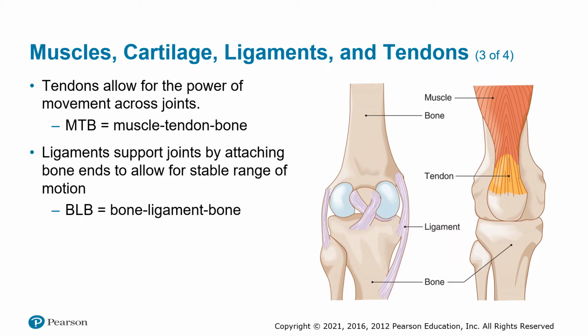So tendons allow for the power of movement across joints. So muscle, tendon, bone. Ligaments support joints by attaching bone ends to allow for stable range of motion. So bone, ligament, bone.